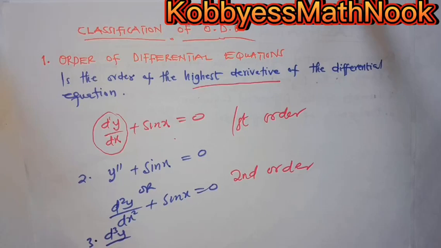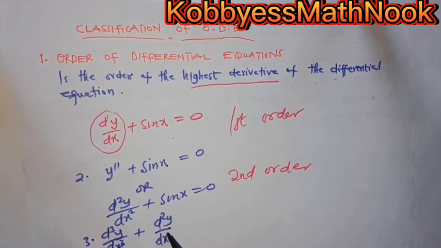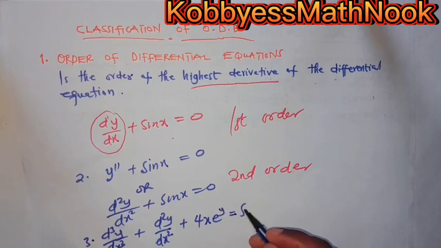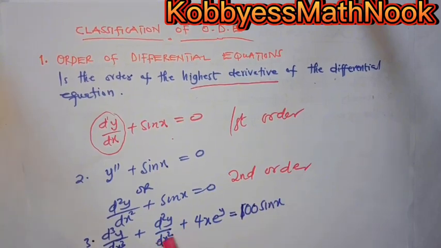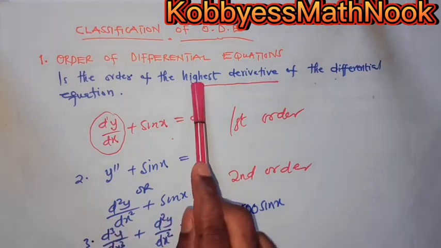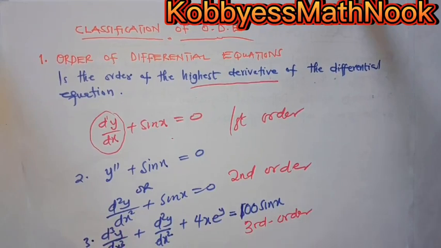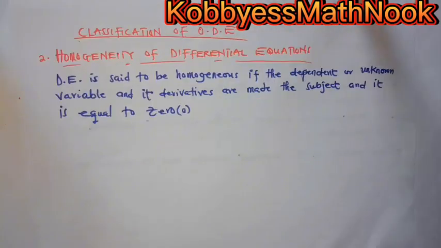Now let's look at another example on the order. d³y/dx³ plus d²y/dx² plus 4x e^y equals 100 sine x. Let's check the highest derivative of this differential equation. Though we have the second order here, the key thing is the highest derivative. The highest is the cube, so we can say that the order is third order. I hope it's clear. So a differential equation can be classified based on the order.